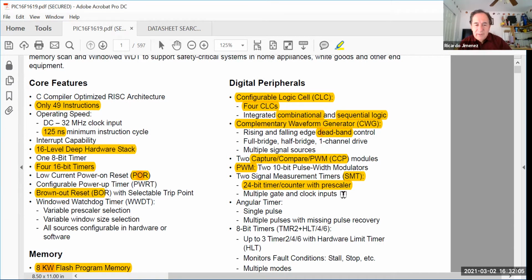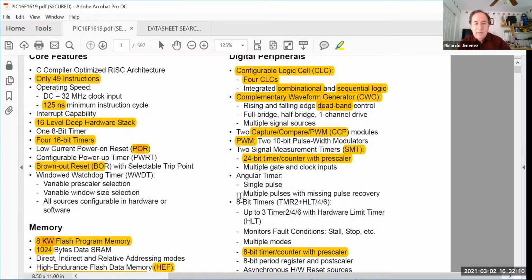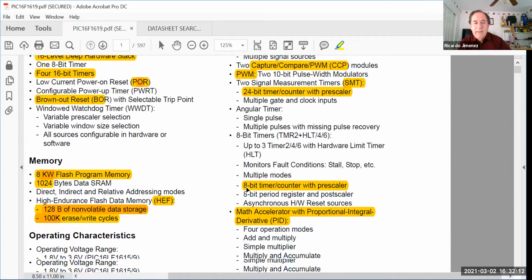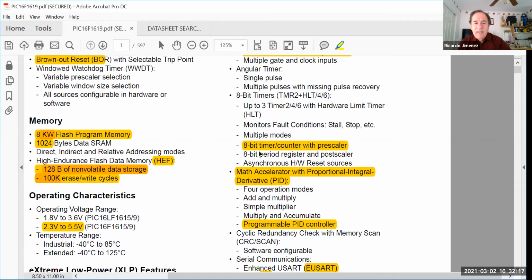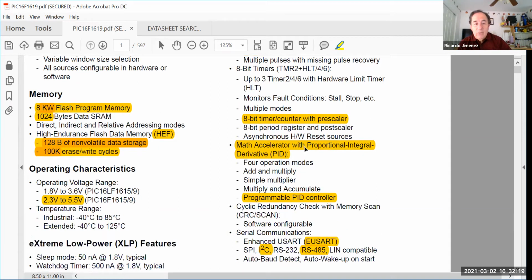So you will learn about SMTs. 24-bit timer, multiple gate and clock inputs, angular timer, single pulse. It has all these features, 8-bit counter, prescaler, MAT accelerator, okay, with proportional integral derivative control. So it has a PID. So you don't have to design it externally. It is integrated. And this is used in the drills, in the electric drills.